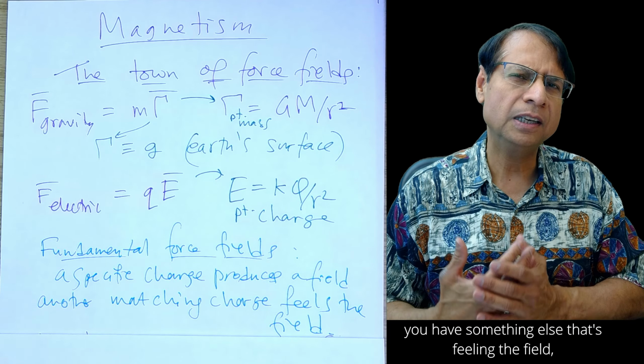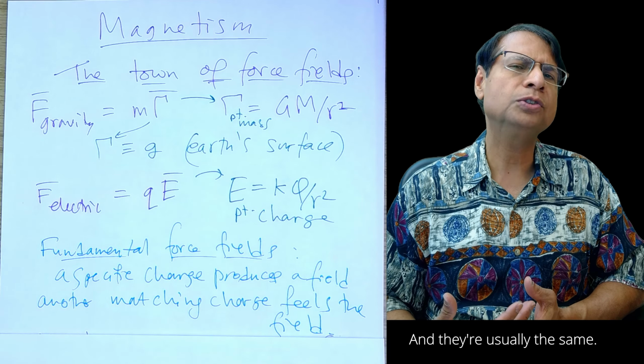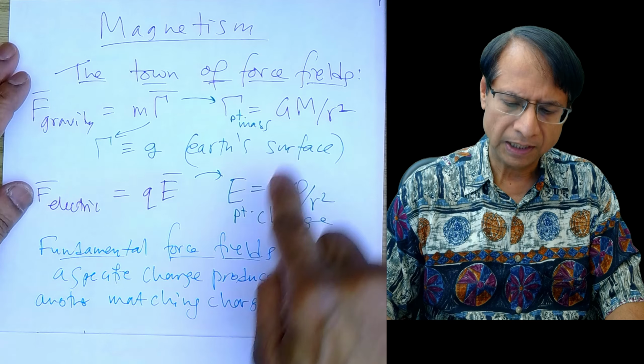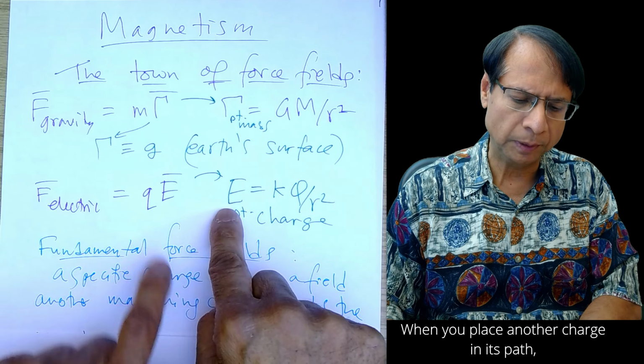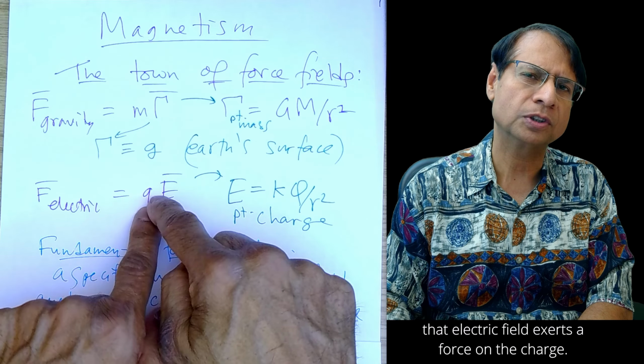But the thing is that in all of these fundamental force fields, you have something that's causing the field, and something else that's feeling the field, the victim of the field. And they're usually the same. Mass is what causes the gravitational field, and electric charge, the Q, is what causes the electric field. When you place another charge in its path, that electric field exerts a force on the charge.